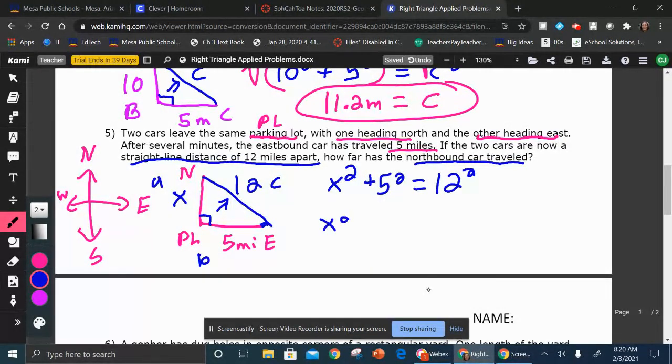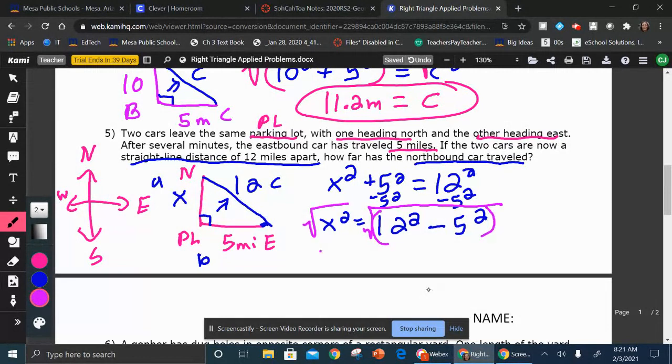Remember, we can subtract 5 squared from each side. So I get 12 squared minus 5 squared. I'm going to take the square root. Of course, we're going to do our parentheses. And we get approximately 10 and 9/10 miles.